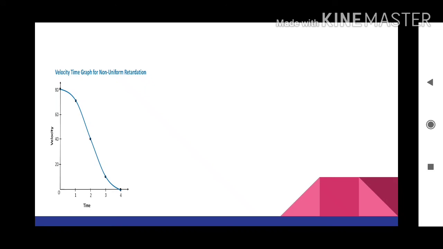So that's what they have given, non-uniform retardation, and here the retardation is not constant, it is a varying entity. And in the second graph, the acceleration is also varying here, because the curve, the blue line, is gradually increasing. It shows positive acceleration which is varying. Since velocity increases with time, acceleration is positive.